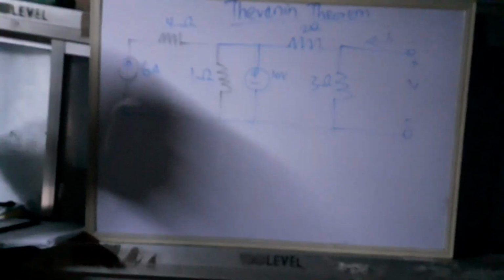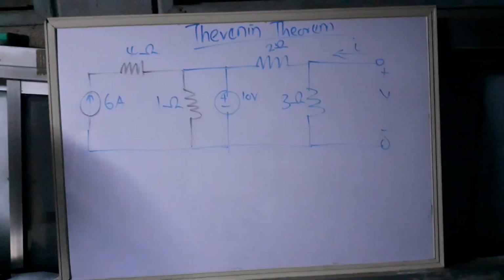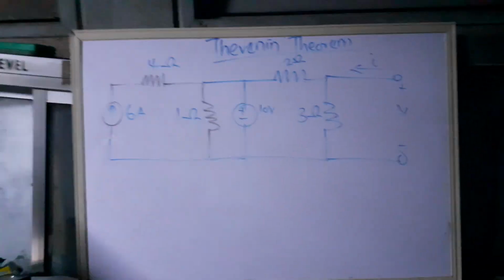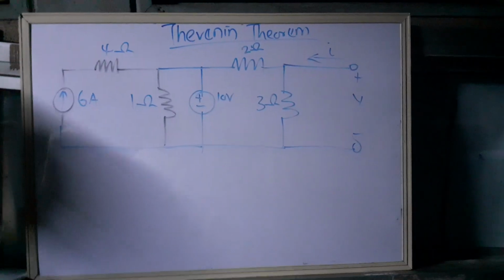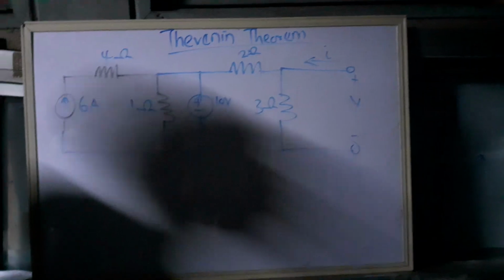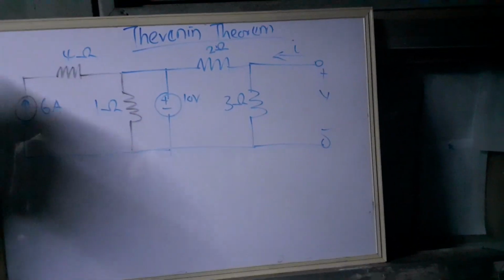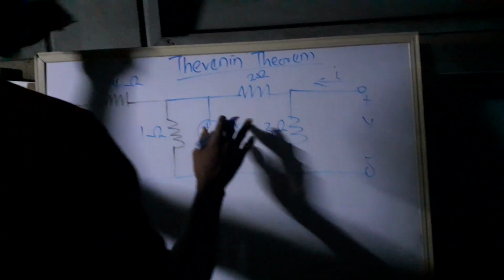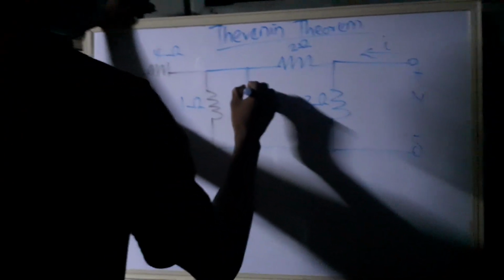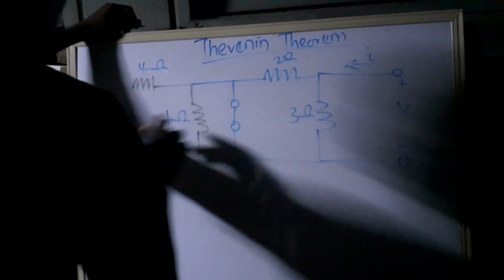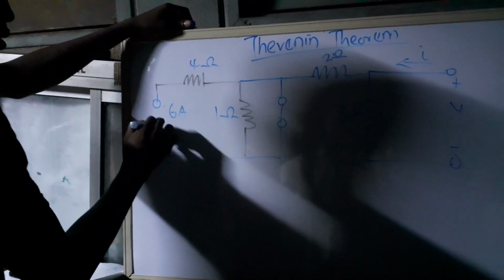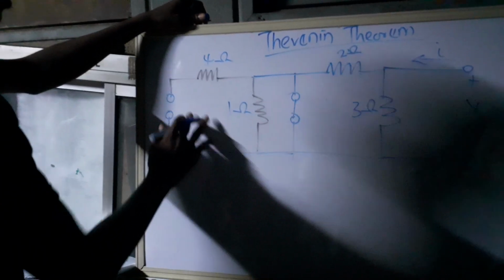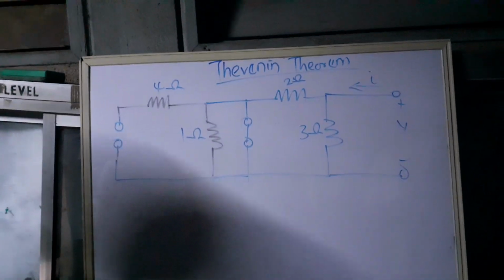So to find our Thevenin's resistance, what are we going to do? The instruction: open your current source, short your voltage source. So shorting this, opening this. Then we find the equivalent resistance of this.